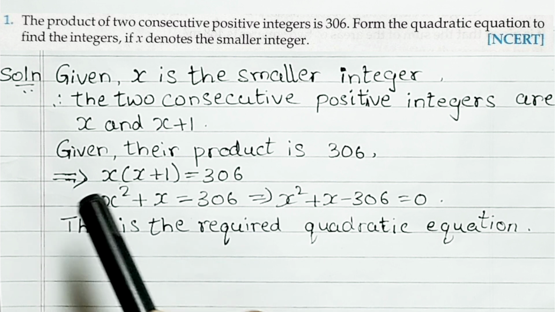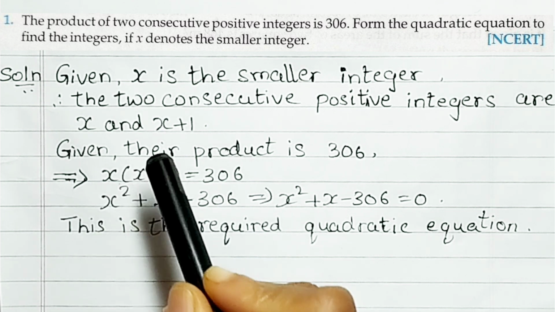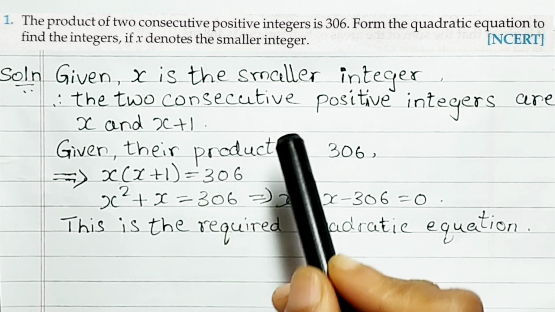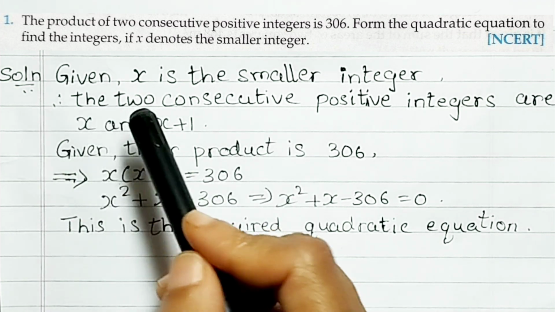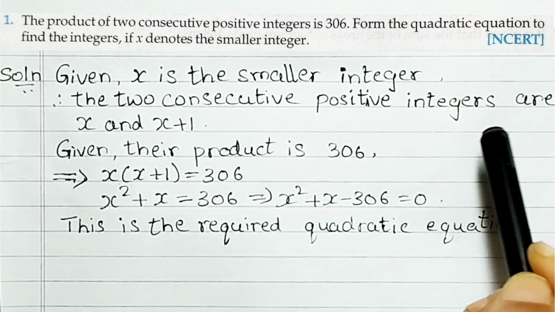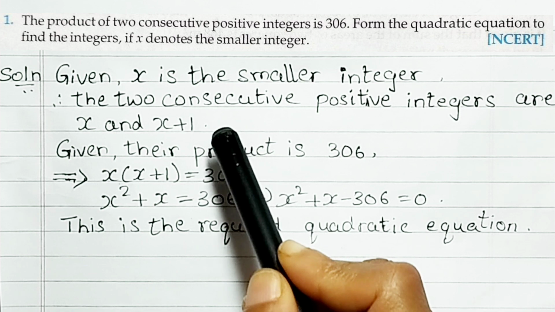That is, we have to represent the given situation in the form of a quadratic equation ax² + bx + c = 0. Solution. Here, given x is the smaller integer. Therefore, the two consecutive positive integers are x and x + 1.